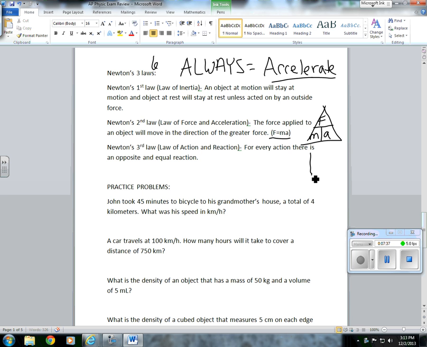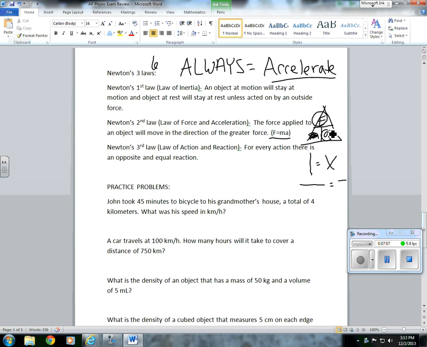This line that goes up and down means multiply. This line that goes horizontal means divide. So if I'm asked for mass, I can just simply cover that up, which means it's force over acceleration, which means divide. And then Newton's third law, action and reaction. For every action, there's an opposite and equal reaction.